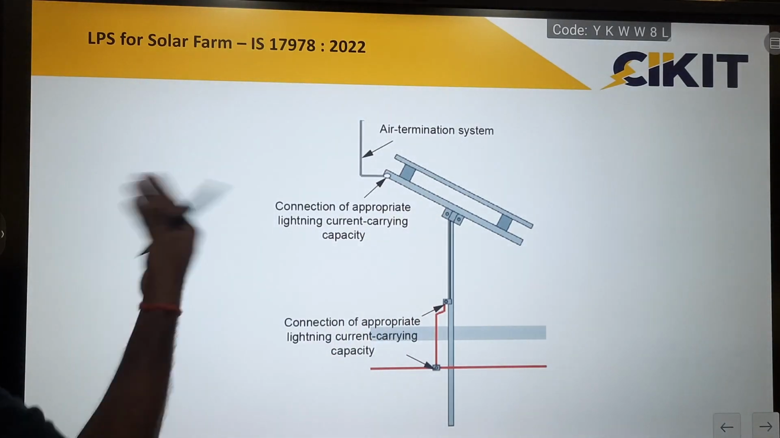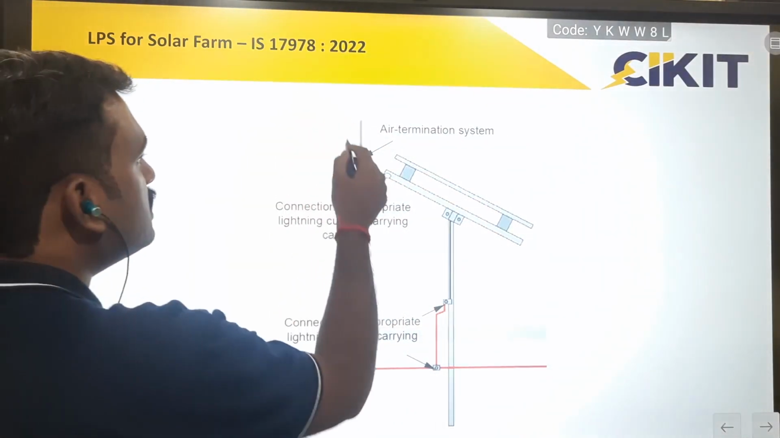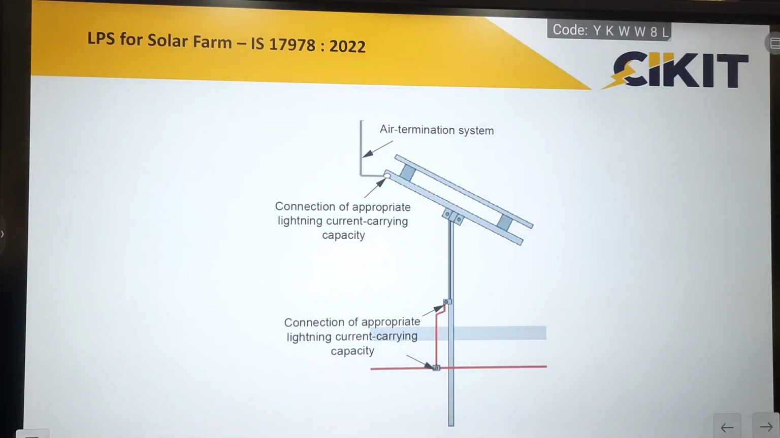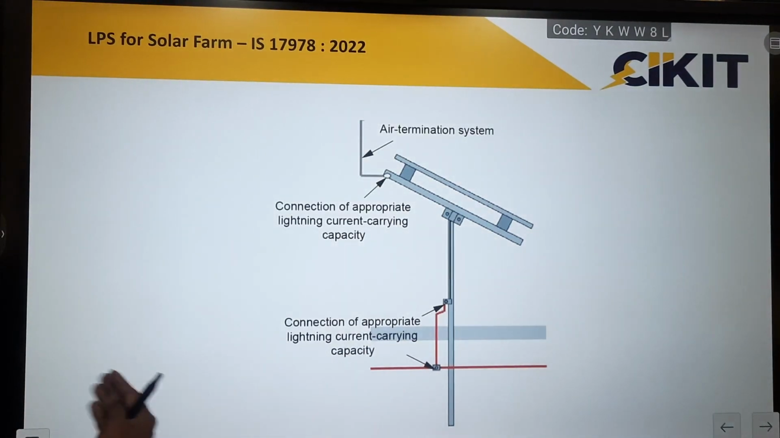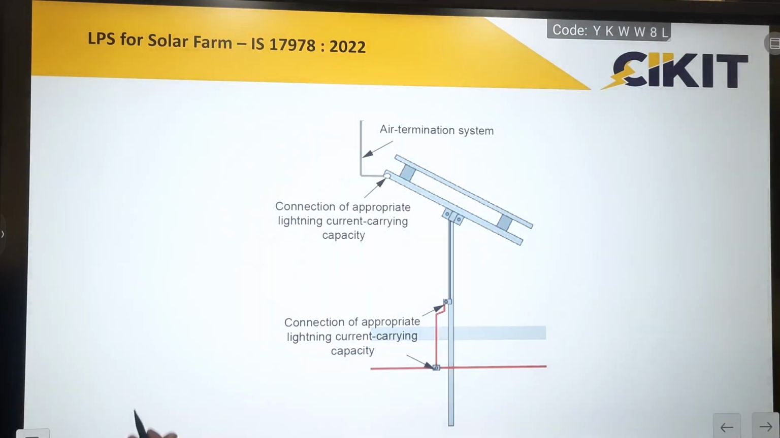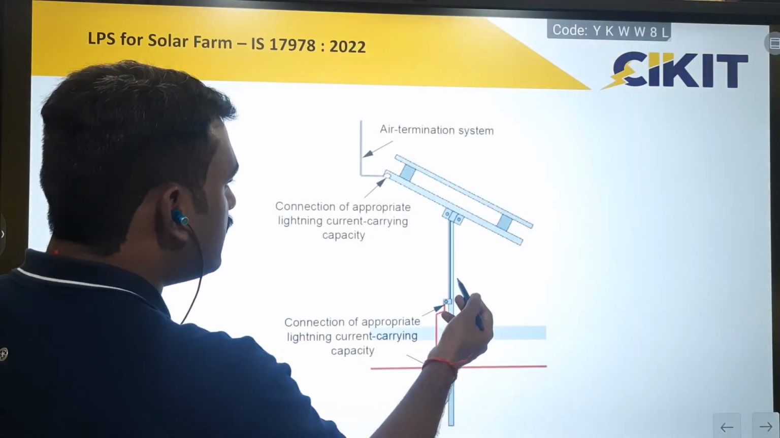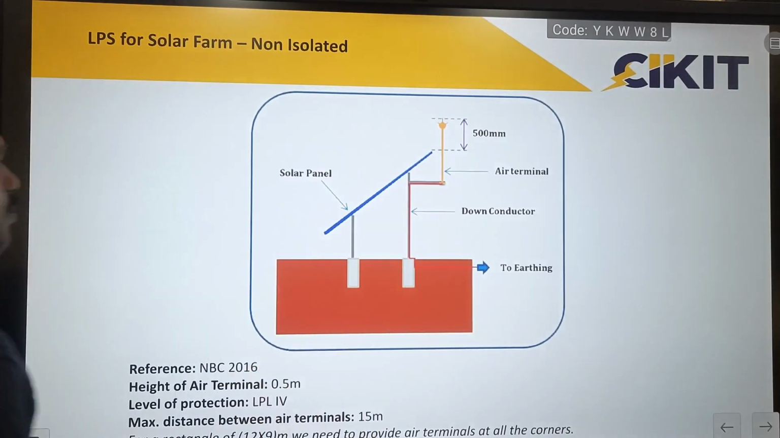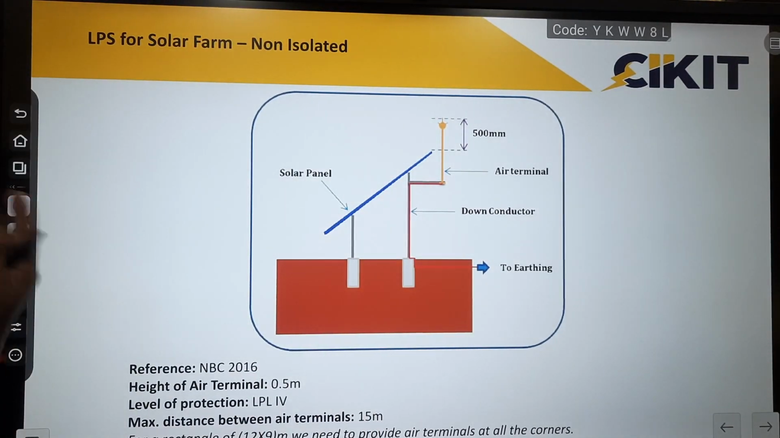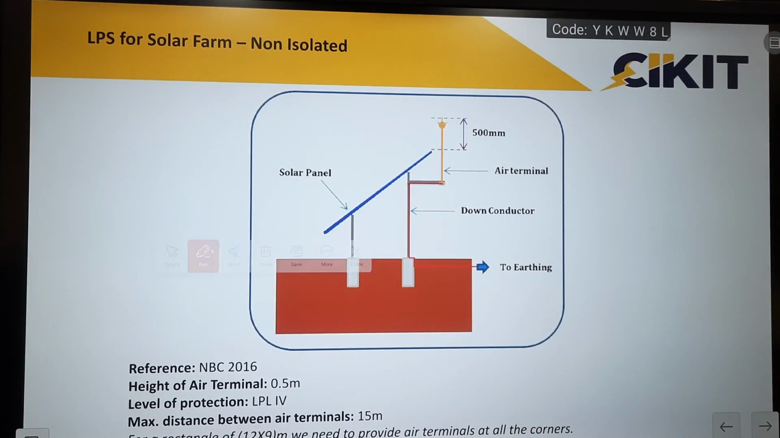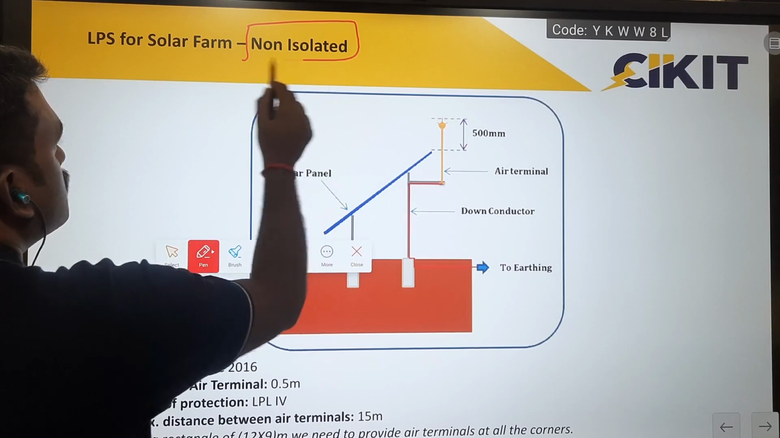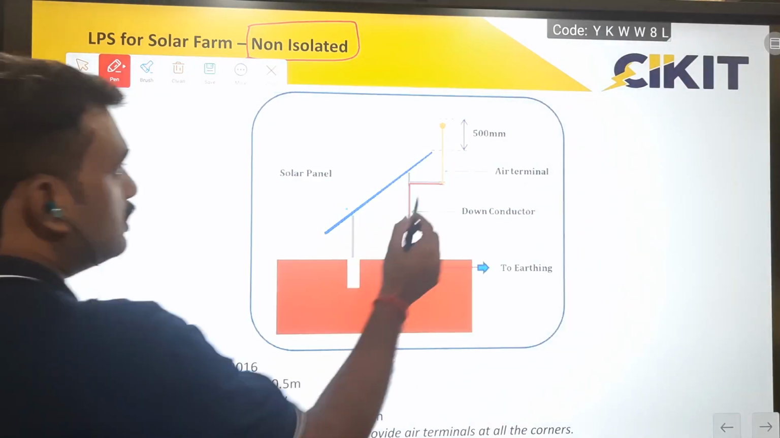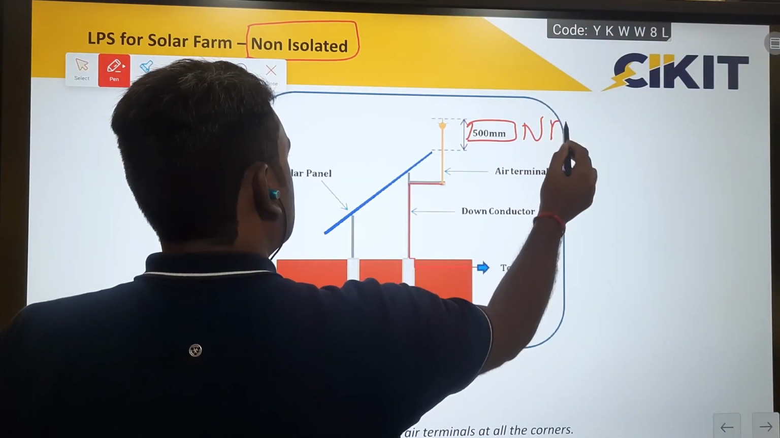So as per IS 17978, we can install this air terminal on the frame itself and connect the earthing to the earthing mat, that is, by providing an earthing ring for the solar panel farms. So we can connect the earthing of this lightning protection system to the earthing grid. Since we are directly working on the structure itself, this method will be considered as a non-isolated lightning protection system, because we are not isolating the air terminal from the structure to be protected. So this is as per the reference of NBC.